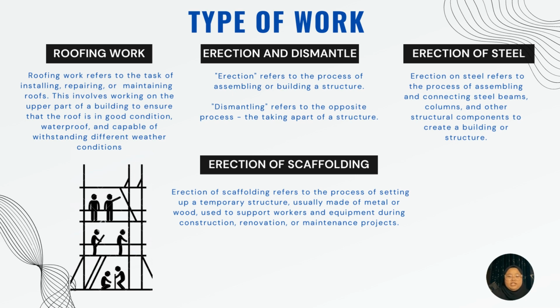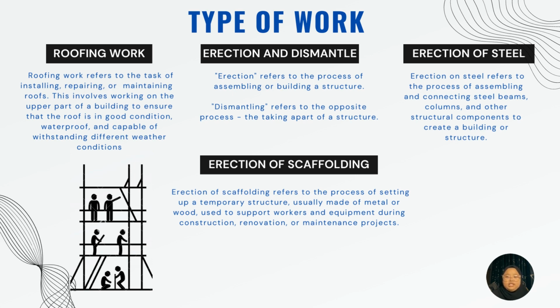Next is erection of steel. Erection of steel refers to the process of assembling and connecting steel beams, columns, and other structural components to create a building or structure. This process requires skilled workers to use cranes and other tools to position the steel members accurately and connect them securely through welding, bolting, or other methods.